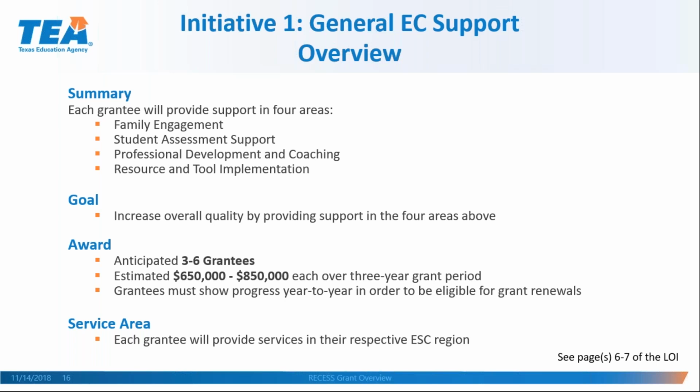Selected ESCs and/or nonprofits will hire a full-time support specialist to provide technical assistance. The goal of the initiative is to increase overall quality by providing support in the 4 areas listed at the top of your screen. TEA anticipates awarding 3 to 6 grantees $650,000 to $850,000 each over the 3-year grant period. Final grant amounts awarded will be dependent upon the scope of the project and number of grantees chosen. Grantees must show progress year to year in order to be eligible for grant renewals. Support specialists will primarily provide support in their respective regions.